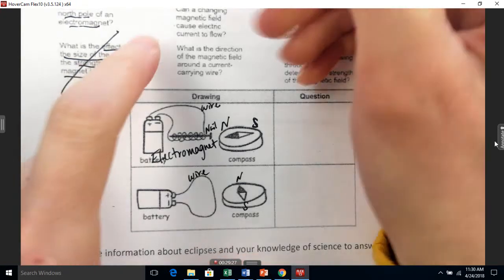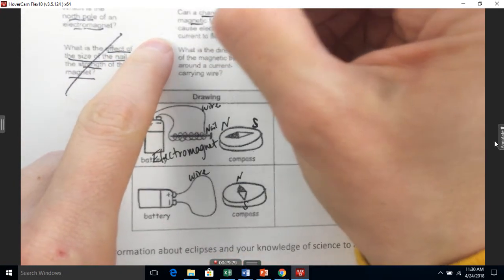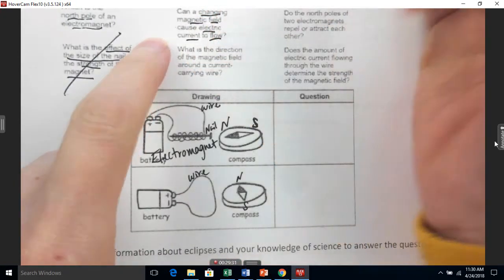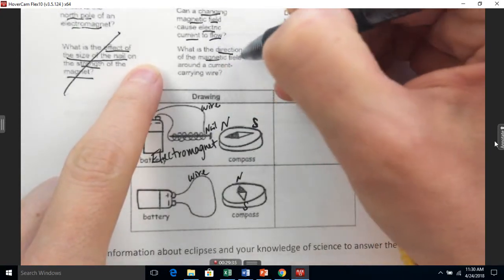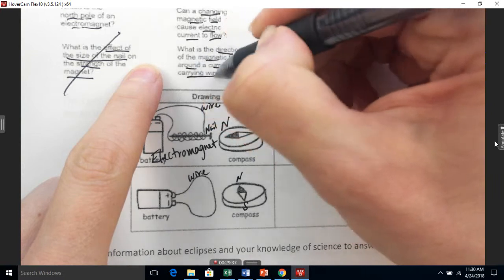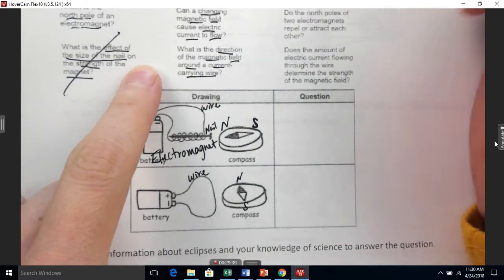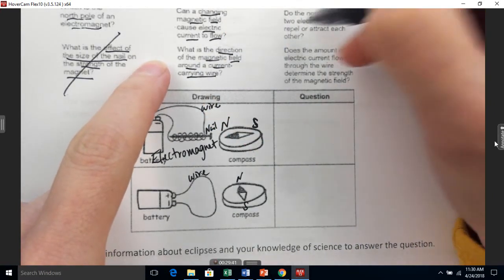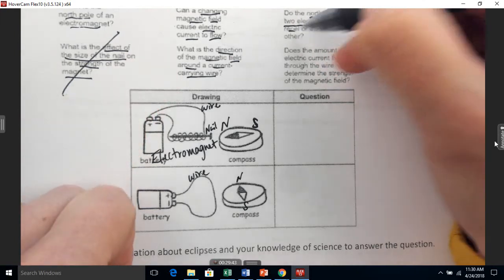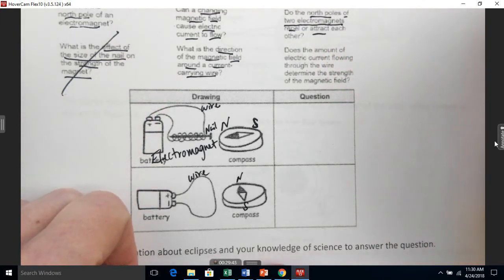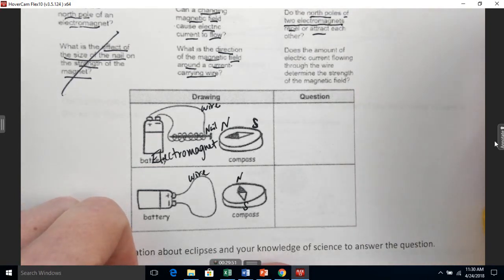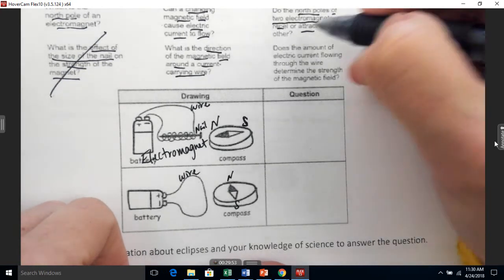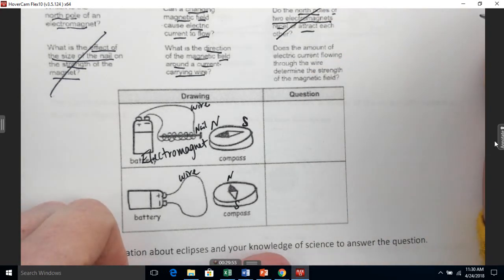Okay? Can a changing magnetic field cause electric current to flow? I don't know. What is the direction of the magnetic field around a current carrying wire? Do the north poles of 2 electromagnets repel or attract? No, that one's absolutely wrong. Who chose that? There's not 2 electromagnets. That's wrong.